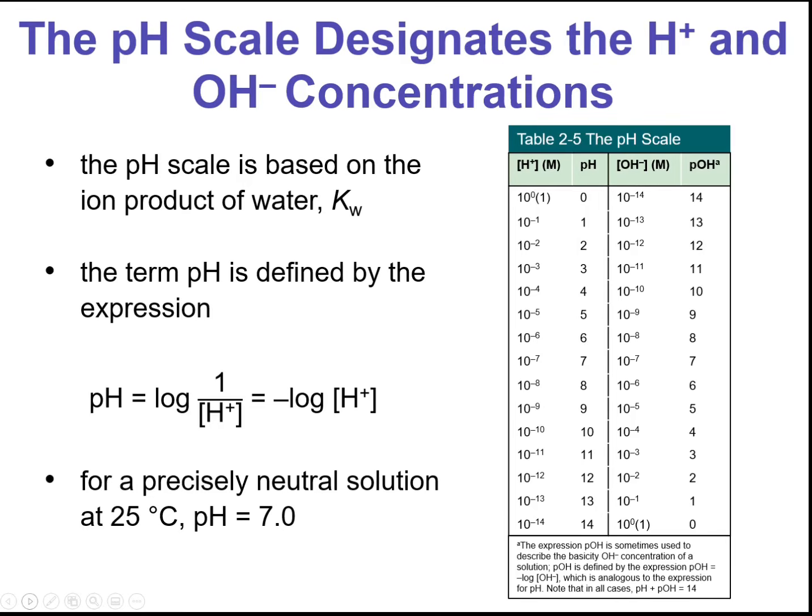I'm sure that you've encountered the pH scale by now. This is a 300 level biochemistry course. You know what pH is. But just as a refresher, the pH scale is based on the ion product of water. And to define pH, it's the negative log of the concentration of hydrogen ions. If you have a neutral solution, you've got a pH of 7. We will be using this equation, so it's something that you should add to your memory.